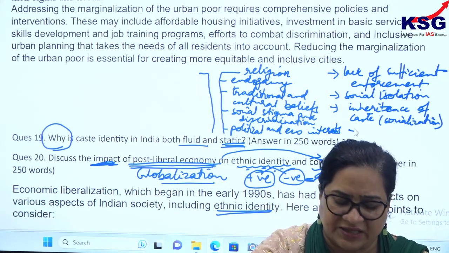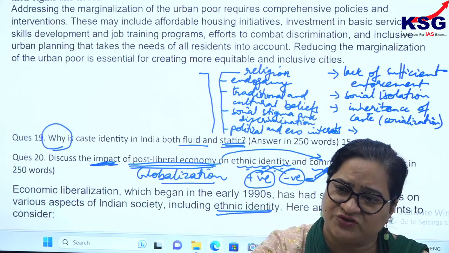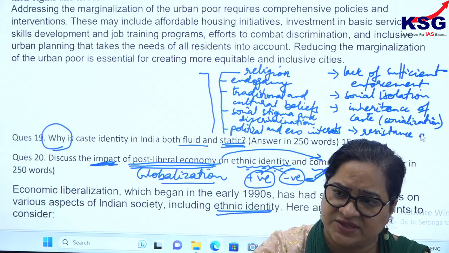Okay. After inheritance of the caste, you can further talk about the possibility of resistance to change. A lot of communities have this resistance to change.